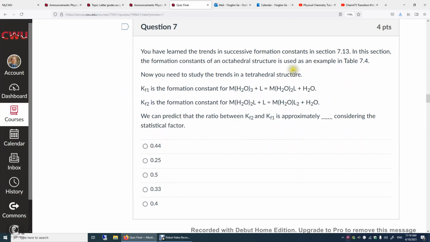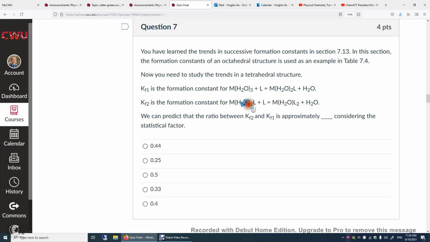Question 7. There are 2 formation reactions. We just need to look at the statistical factor here. Over here, when L replaces water, there are 3 options, right? There are 3 aqua ligands, so 3 options. Over here, when water replaces L, there's only 1 option. So the statistical factor for this reaction is 3 divided by 1, equals 3.